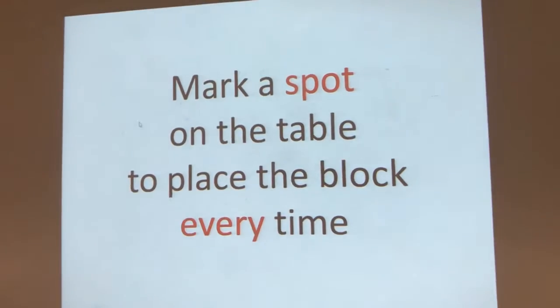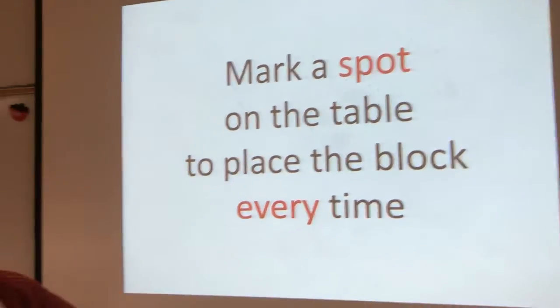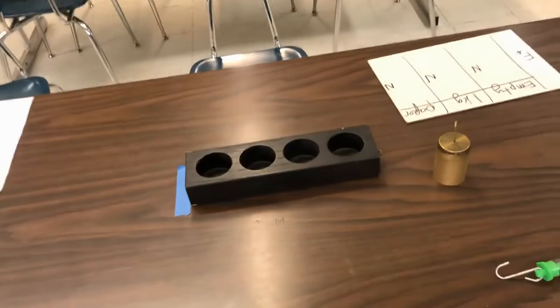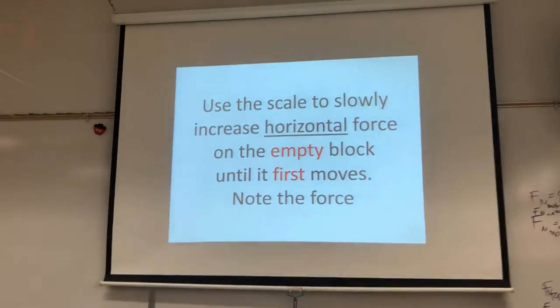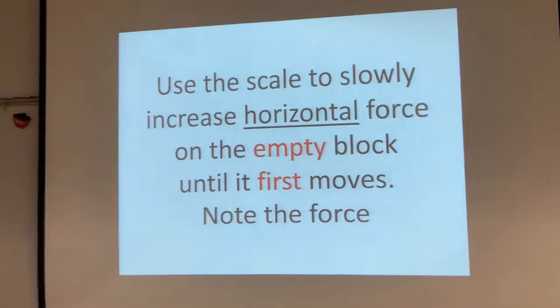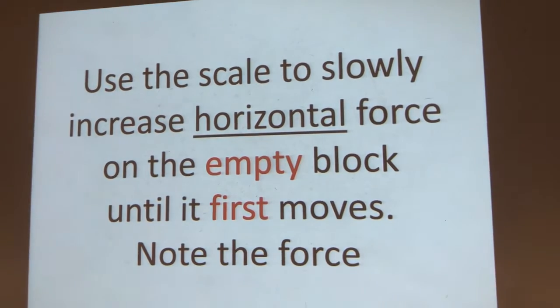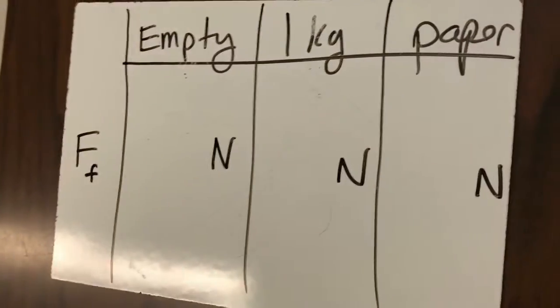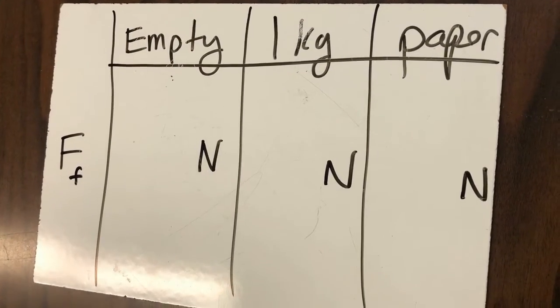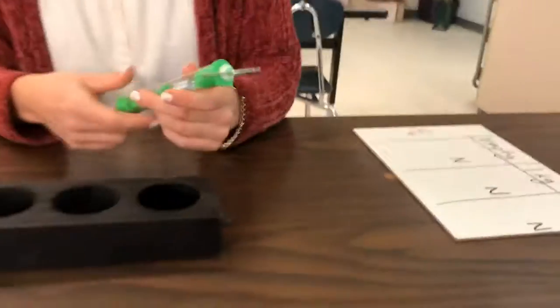Mark a spot on the table to place the block every time. Let's do a lab here. Use the scale to slowly increase horizontal force on the empty block until it first moves. Note the force. Make a data table, boys and girls. It'll look like this. So we want to find the force, the max amount just before it moves.